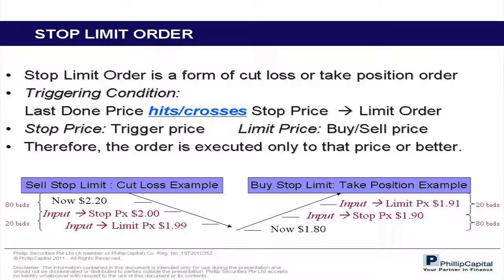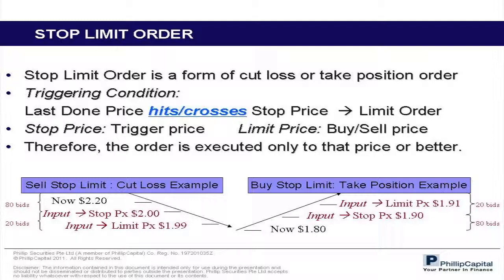The last and fourth order type that you can place on Poems ProTrader is the stop limit order. A stop limit order is an order that will only be activated if the stock trades to or crosses a specific trigger price. We call this trigger price the stop price. Let us understand more about stop limit orders through two examples.